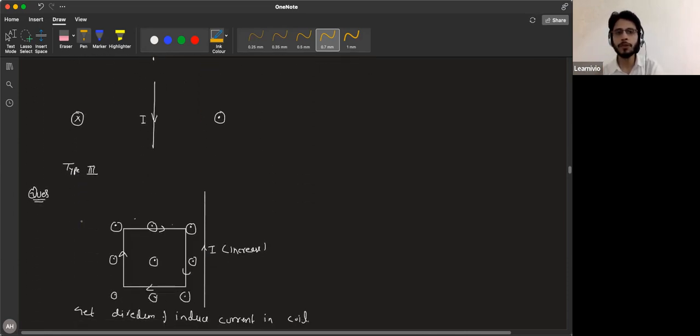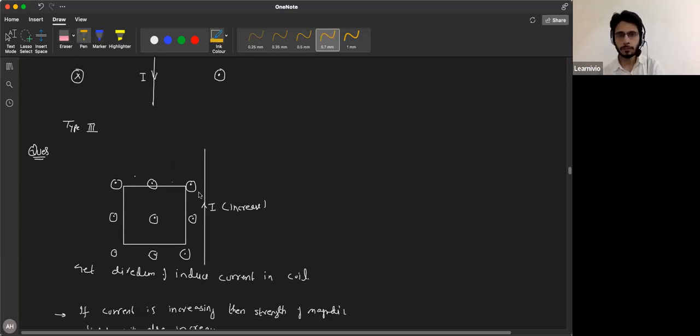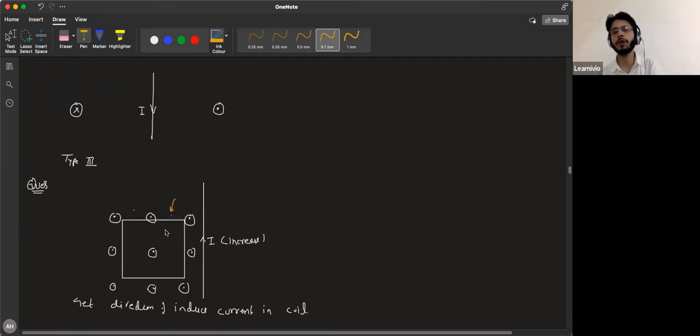So in the type 3 questions, the type 3 says this is current which is increasing. Near to this current carrying wire, a rectangular coil is placed, and you're supposed to decide the direction of induced current in this coil. First of all, there is no movement. This coil is not moving.